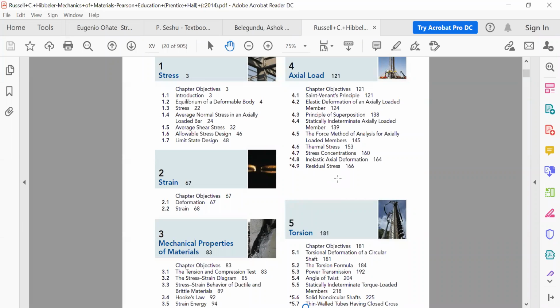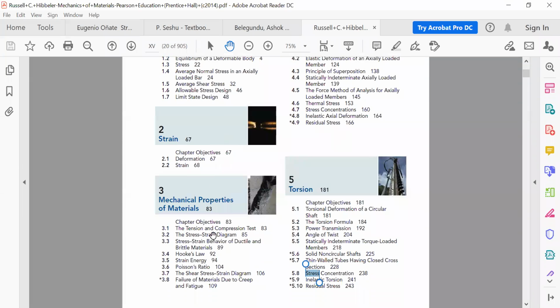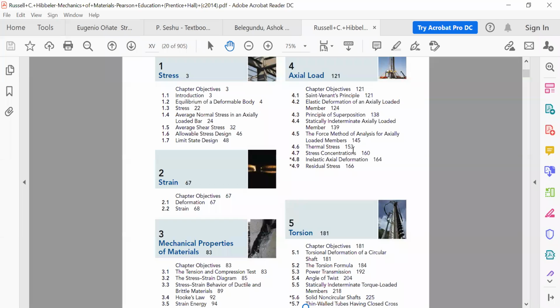So the first 4 chapters are very, very important basic chapters, fundamentally easy chapters, which are dependent on one another. From the concept of stress, we'll be going to strain, to the mechanical properties of materials, and finally to the axial load. So this will be our journey number 1. As we complete the 4 chapters of this book, we'll be completing our first fundamental journey.